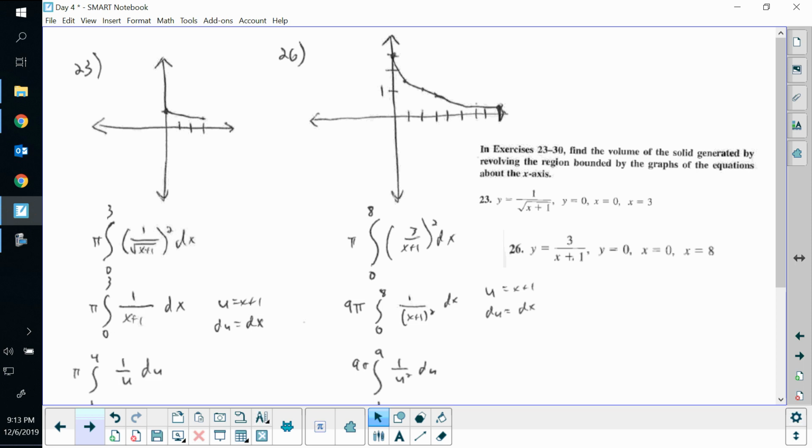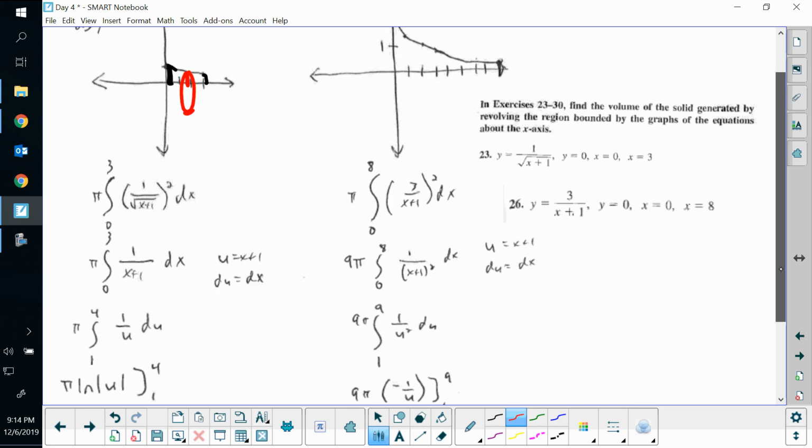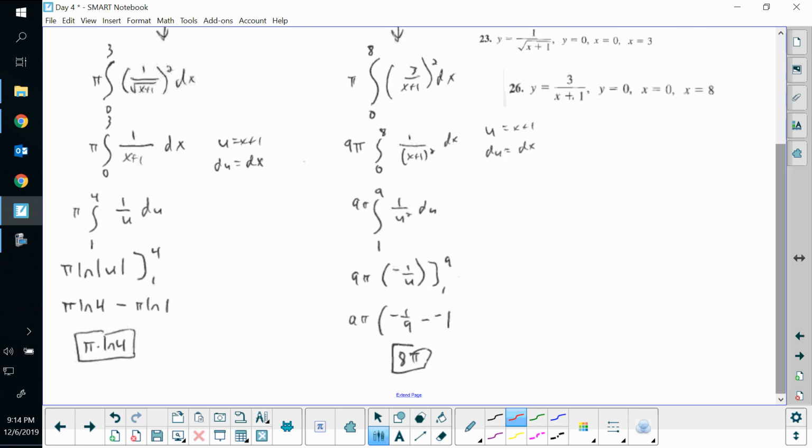They gave you the function. We are bound by x equals 0 and x equals 3 and y equals 0, meaning we had this space here that we were spinning around the x-axis. So that would just create a disk with our radius being a y value in terms of x. And a similar idea in 26. So here's the rest of the work for that. So we had a little u substitution that we had to do in the left-hand one, and an additional u substitution in the right-hand one.